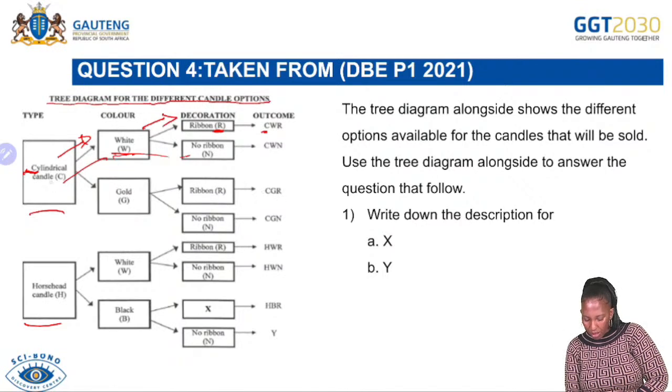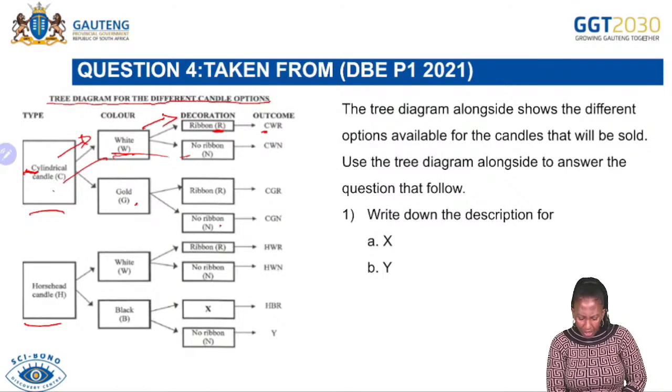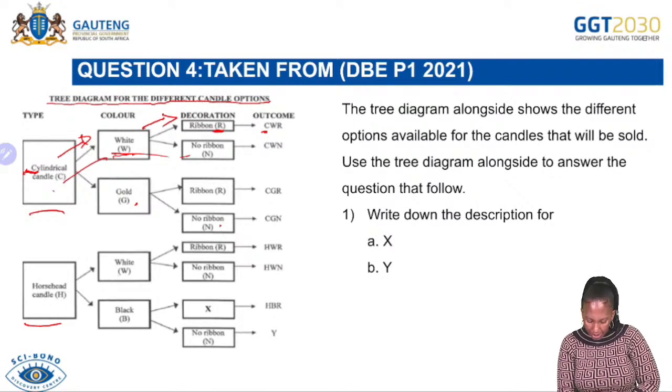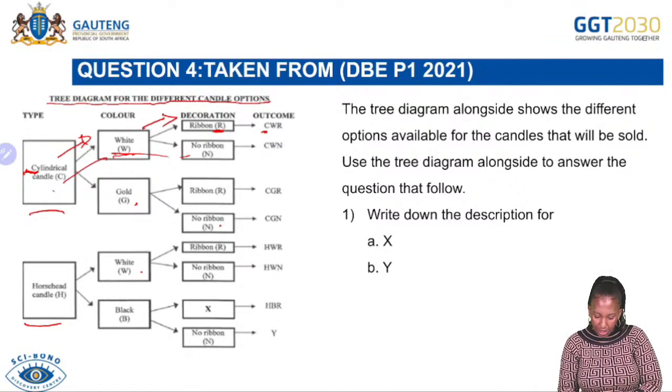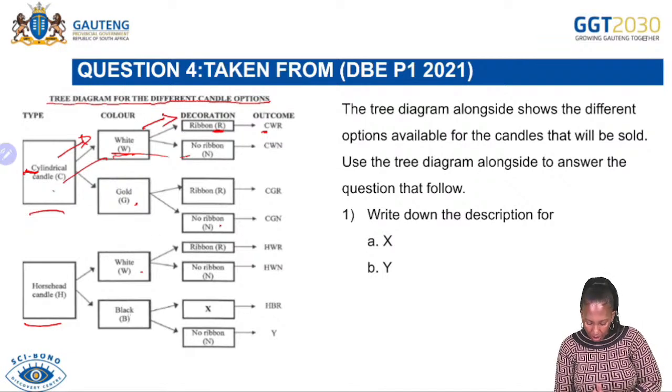And then the next one, it's cylindrical. The next outcome will be a cylindrical candle with a gold color and no ribbon. Now, the next one is a horse head candle. With a horse head candle, it has white color. Remember the two types of candles are cylindrical and the horse head. Now the colors are white and gold. With the horse head now, it is white and black. They are no longer talking about gold, but only white and black.